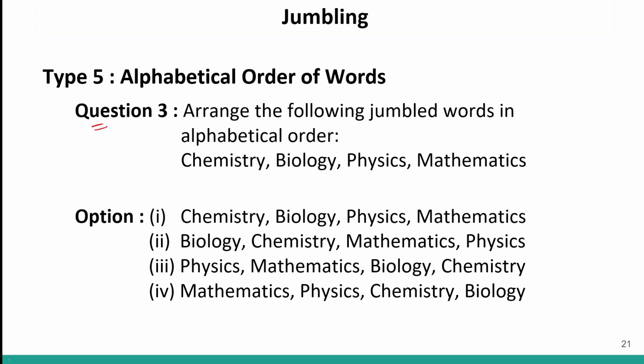Now, question number 3. Chemistry, biology, physics and mathematics. So C is 3, B is 2, P is 16 and M is 13. So it will be biology, then chemistry, then mathematics, and then we'll get physics.